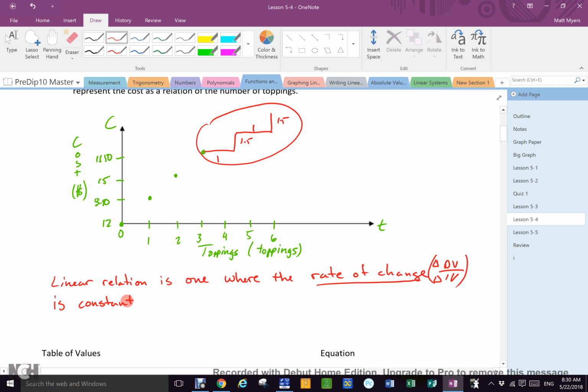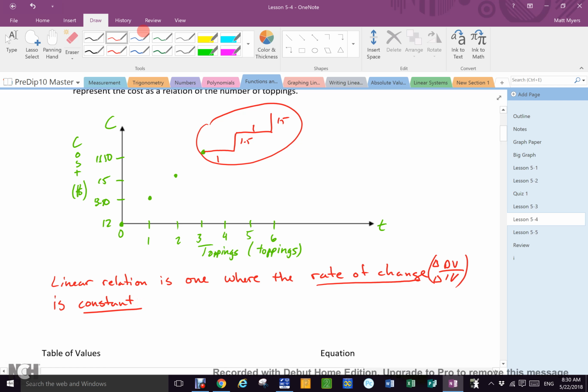Now that's weird to say a change is constant, right? Because constant means something stays the same. But in this case, what is staying the same is how much it is changing. Does everybody understand? That's why we can go over 1, up 1.5, and we can do that until we run out of toppings. Everybody cool?